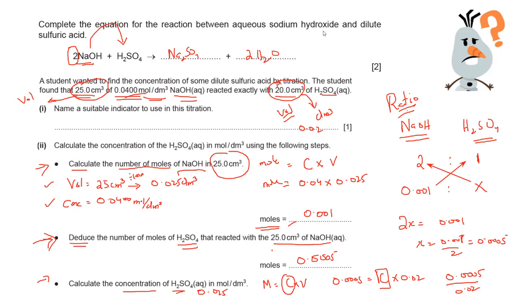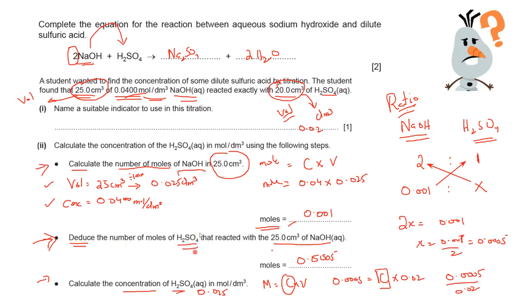So I'll repeat what we did here in this question. First, we have to find the moles of sodium hydroxide. The main question is we need a concentration, but we have to follow their steps. So first part, we have to calculate the moles of sodium hydroxide. The volume of sodium hydroxide is given and its concentration. So concentration multiplied with volume, we get the moles of sodium hydroxide.